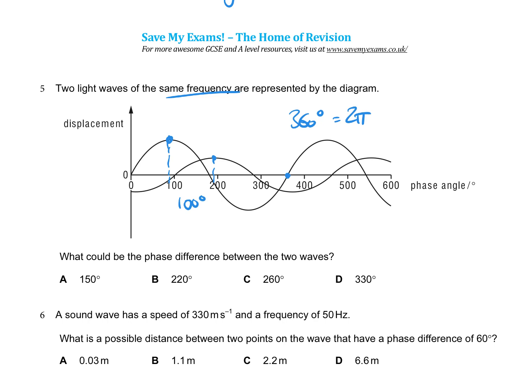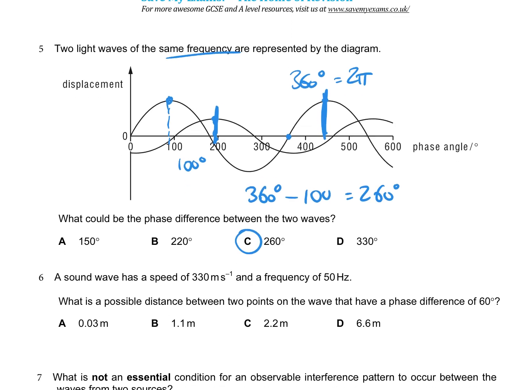But we don't need to panic in this situation because it could be that this peak should be compared with this peak. Or, remember, every 360 degrees this repeats. So we can do 360 minus 100 gives me 260. So therefore, that's the phase difference, C. So you could say this one is 260 degrees behind that peak there, which is the same as saying it's 100 degrees ahead, but that's just not an option. If it was, we could choose that, but it isn't.